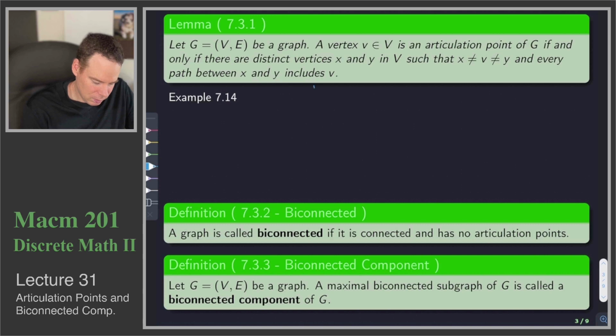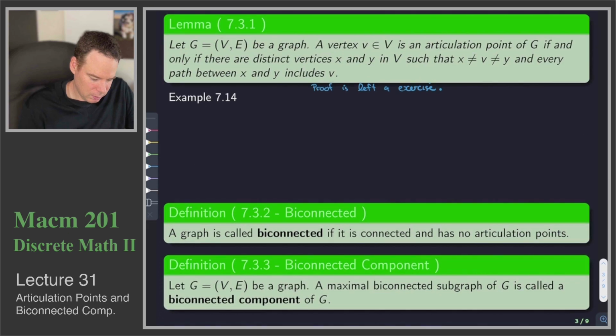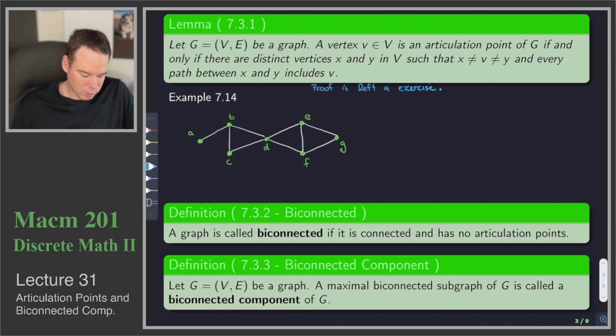The proof of this is left as an exercise, and it really just follows from the definition. So this will be an opportunity to just look at how to take a definition and use it to prove a result. Instead, what I'm going to do with this is use it to find the articulation points of our previous example. So let's go back to our previous example. Let's copy this, and we'll paste it here. And now we're going to use this result to find the articulation points.